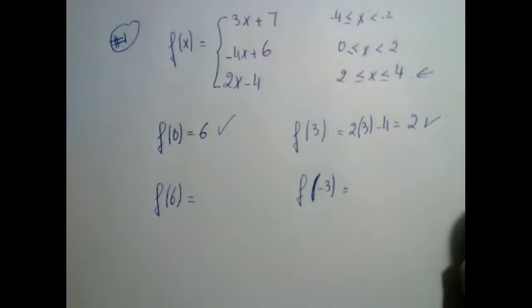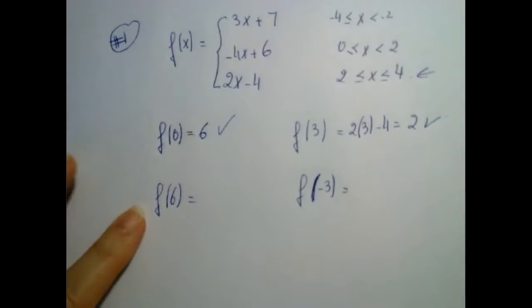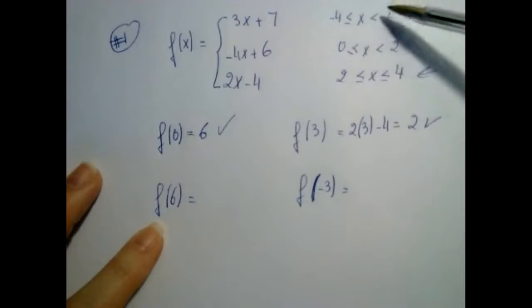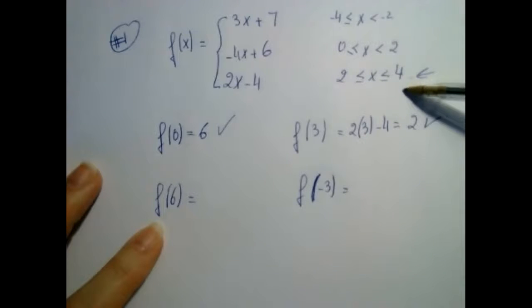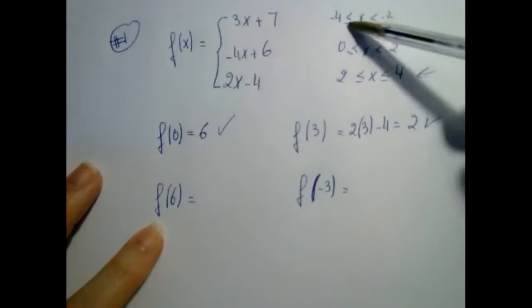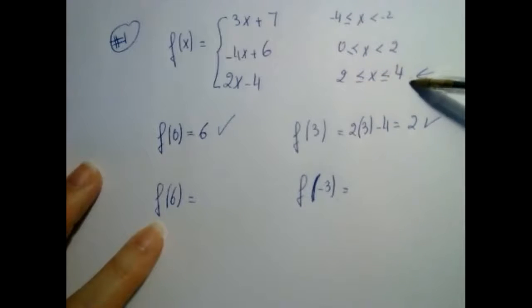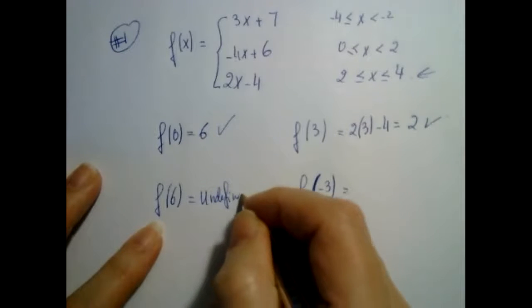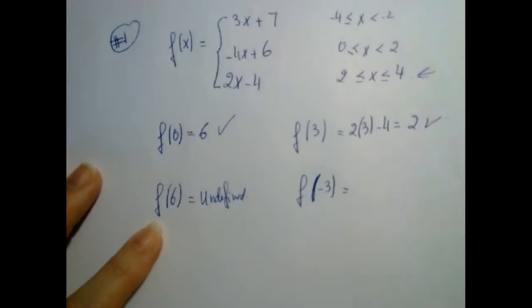F of 6. Please, I want answers on chat. I want them quickly. Undefined. Is she correct? F of 6. They did not give me any output for 6, because they gave me output between -4 and 4. That's the largest value in the domain they gave me. So absolutely undefined, because there is no 6 in here.